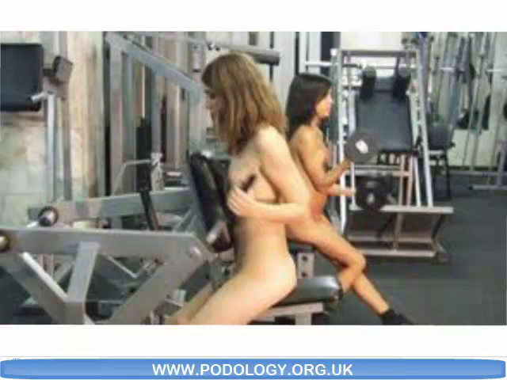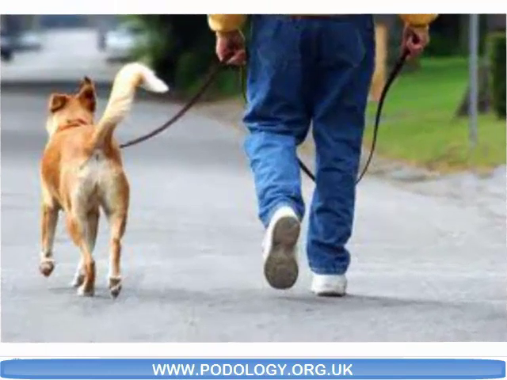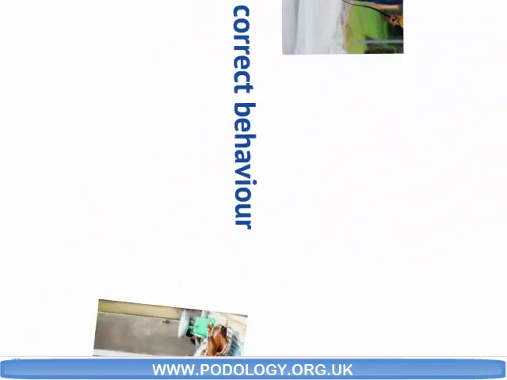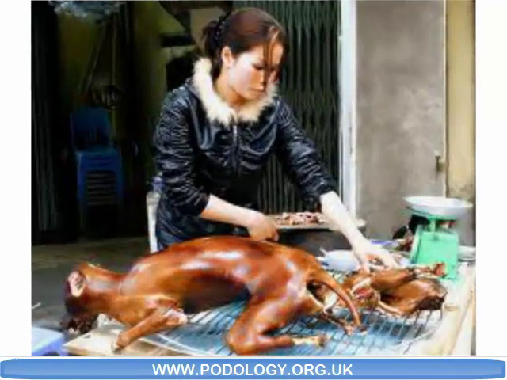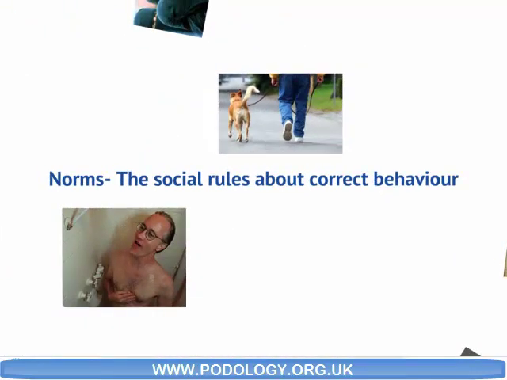We can also see how this changes from place to place. So for example, in Britain it is a norm to walk your dog, but did you know in Korea it's a norm to eat dog? So for norms, think of the word normal, right? It's short for normal. What are the social rules about correct behaviour in any given situation?